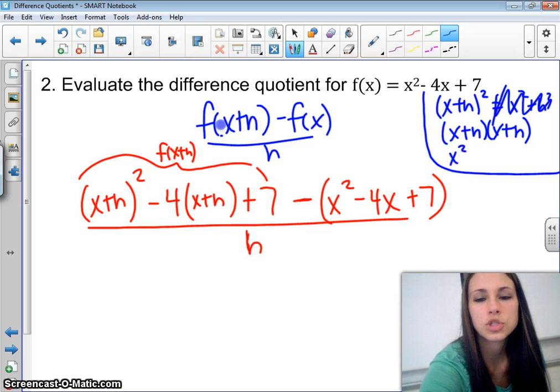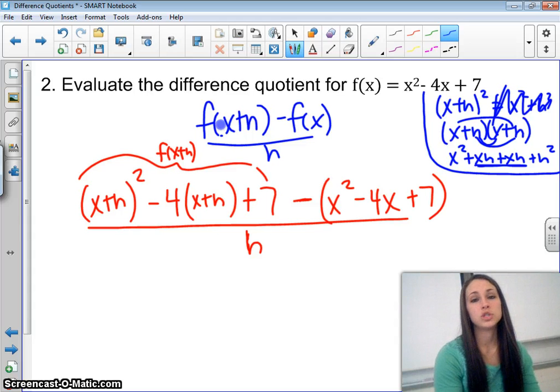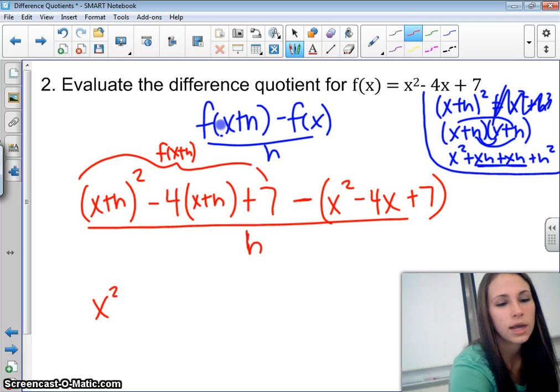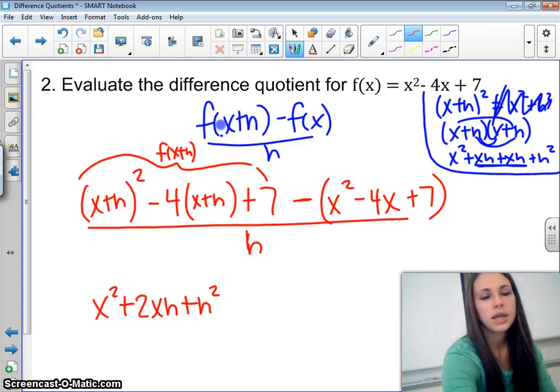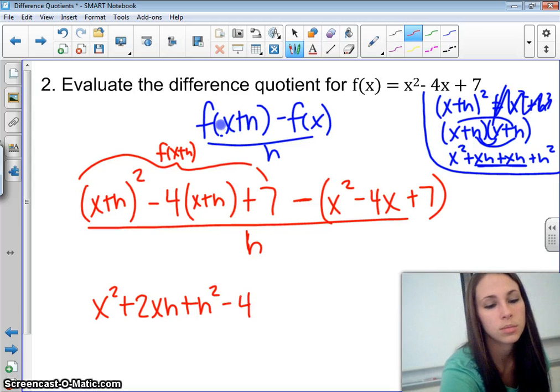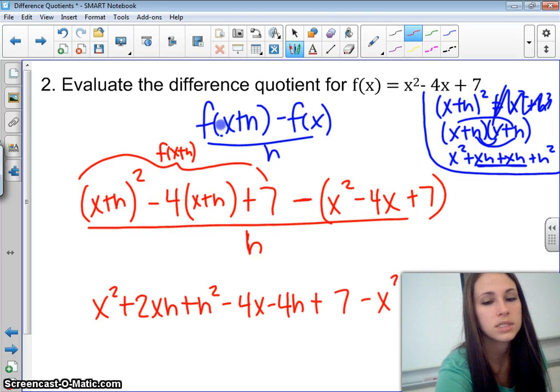So this is going to be x squared. The outsides would give me plus xh. The insides would give me plus xh. And then my last terms would give me plus h squared. These two in the middle are going to combine to be 2xh. So right here, this is what I've got in my fraction so far. x squared plus 2xh plus h squared. Now I'm just going to go ahead and distribute, since that's easy distribution for the rest of the problem. So this is going to be minus 4x minus 4h plus 7 minus x squared plus 4x minus 7.